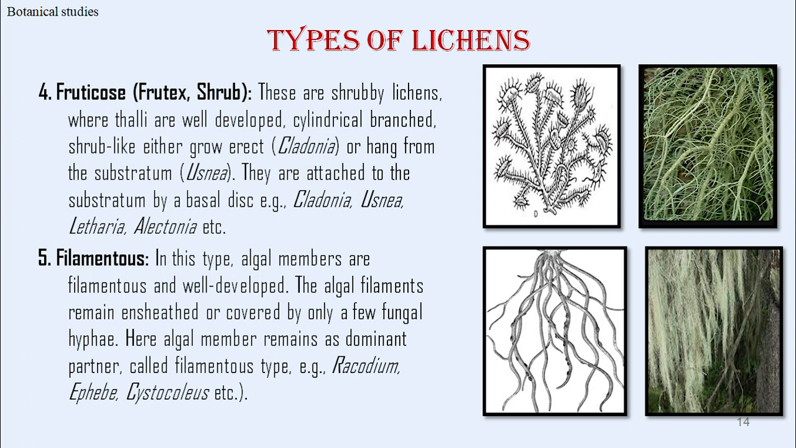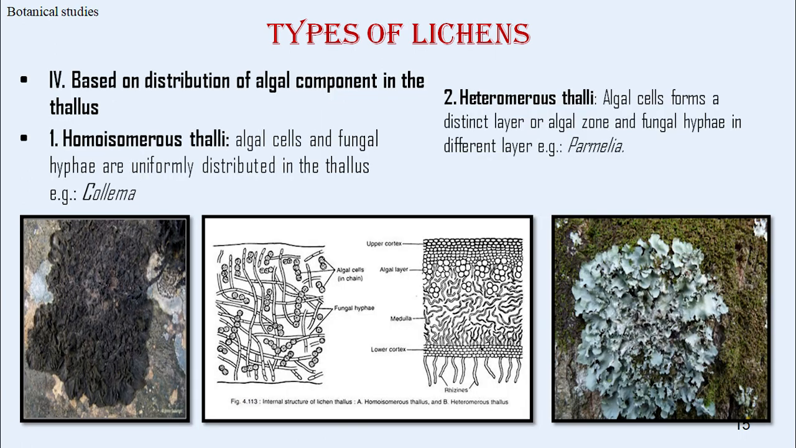Fifth type of lichen is filamentous lichen. In this type, algal members are filamentous and well developed. The algal filaments remain unsheathed or covered by only a few fungal hyphae. Here, algal members remain as a dominant partner, called filamentous type. Example: Racodium, Ephebe, Cystocoleus, etc.